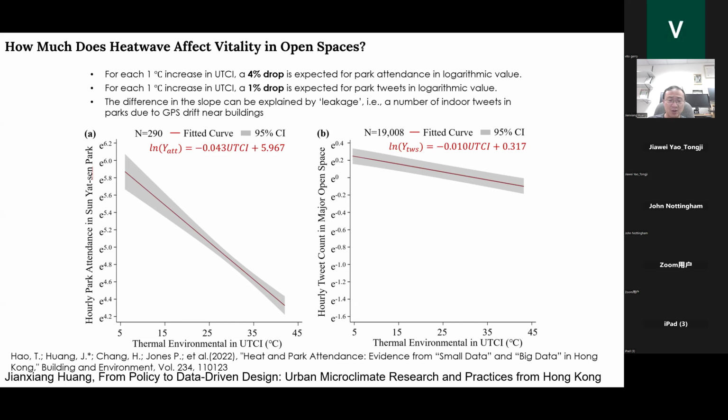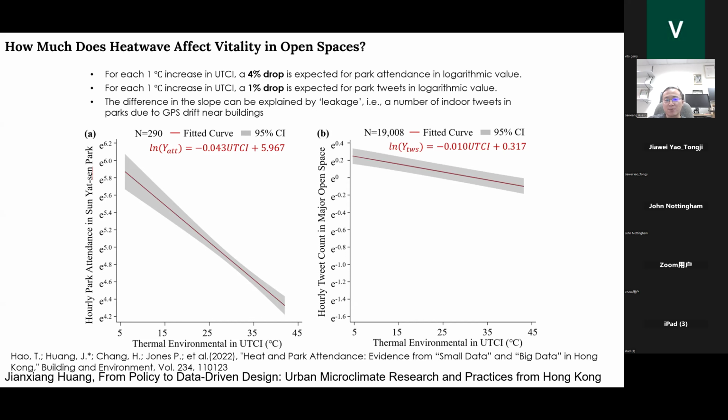And this is a stark message for Hong Kong: if urban climate change is working against us, we expect to see a further reduction of outdoor activities in Hong Kong. That's really a burden for the healthcare system. Think about chronic disease. Think about all the other non-communicable diseases that are already threatening us. And then on the right-hand side, you're looking at the slope of the Twitter-based count. You still see a significant drop, although at a slower pace.